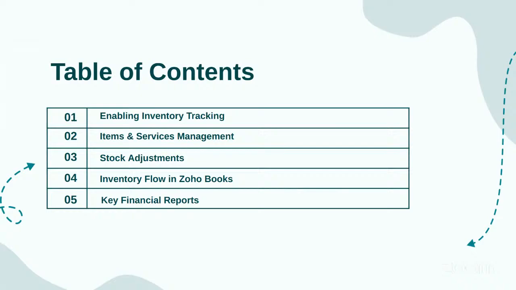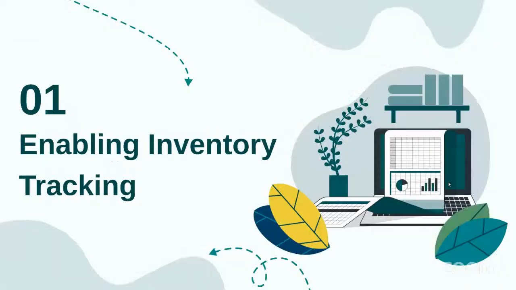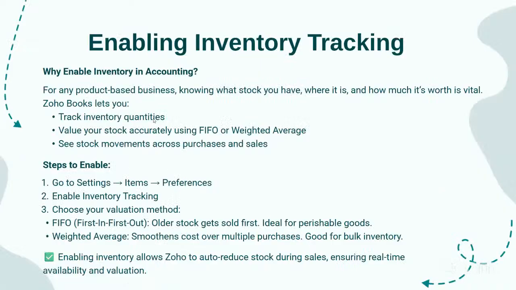Let's start at the very foundation. What do we mean by inventory? Inventory is basically the products or goods you buy with the intention to resell or the raw materials used to make products you sell. In Zoho Books, inventory helps us answer questions like how much stock do I have right now? When do I need to reorder? Which items are selling fast and which are not? And most importantly, what's the value of the stock I have? So, if your business buys and sells products, inventory tracking is non negotiable.